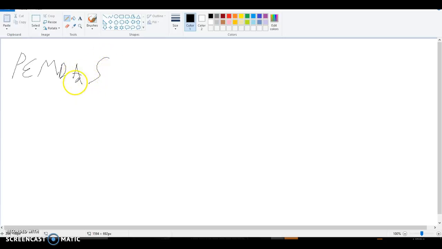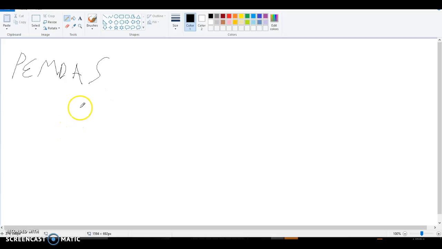And what these letters each stand for is: P is for parentheses, E is for exponents and radicals, M and D are multiplication and division, and in your order of operations you want to do this from left to right. Same with A and S, which is for addition and subtraction, you do from left to right.